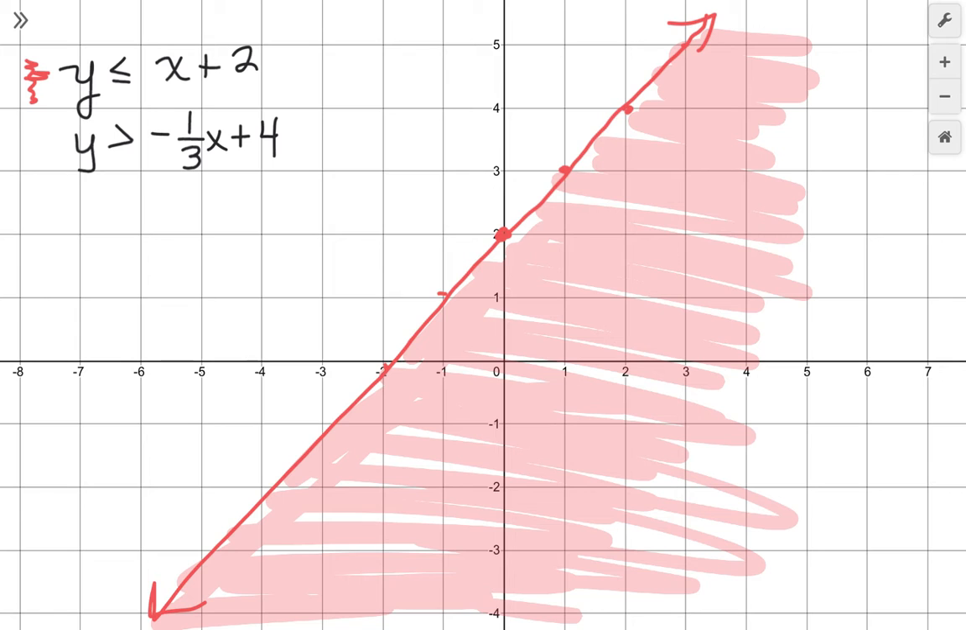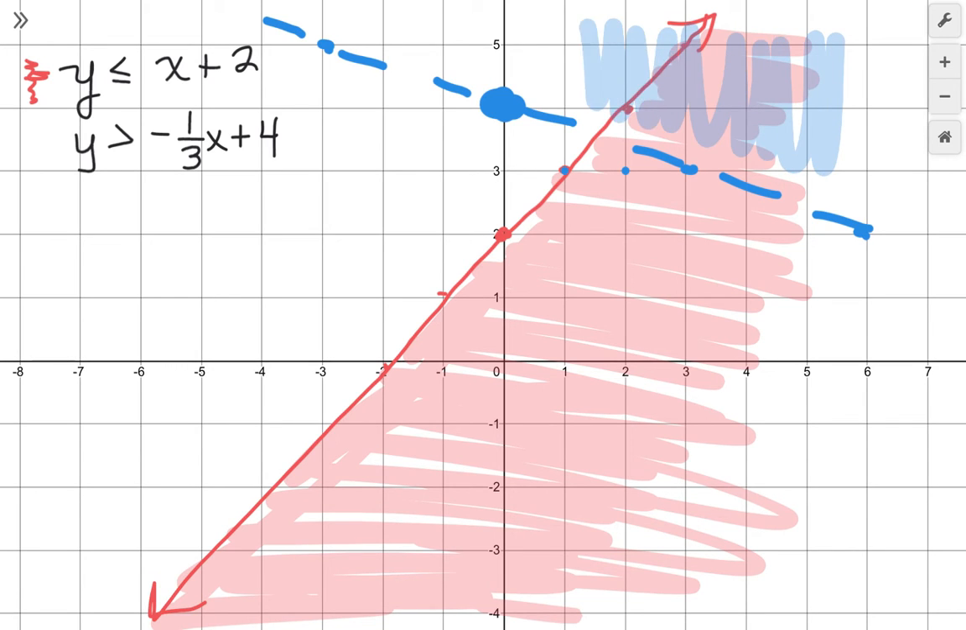The other line says y is greater than negative 1/3 x plus 4. So here's 4. Down 1 over 3. It's a negative slope, so I'm going this way. Up 1 over 3. This one should be a dotted line because it's strictly greater than. And now when I'm shading this one, I'm shading above that line. Now that's not my final answer though.